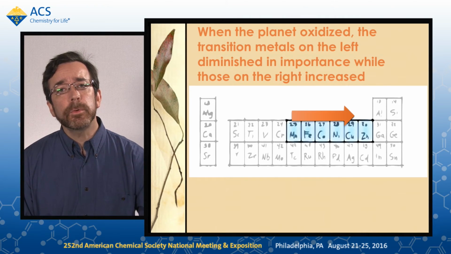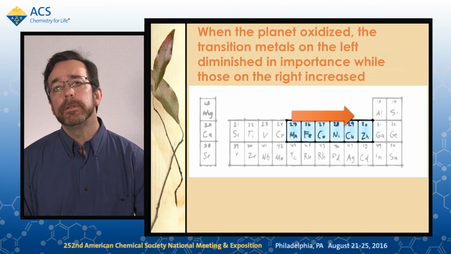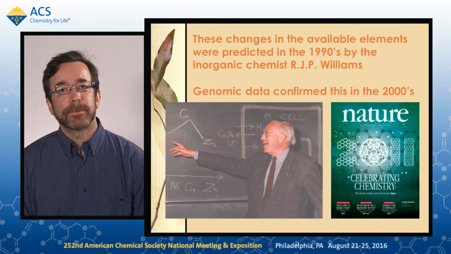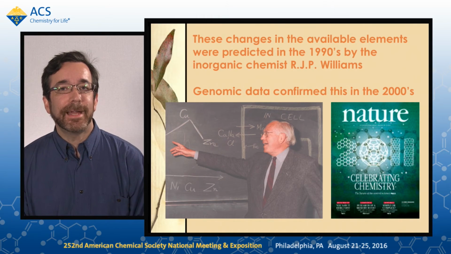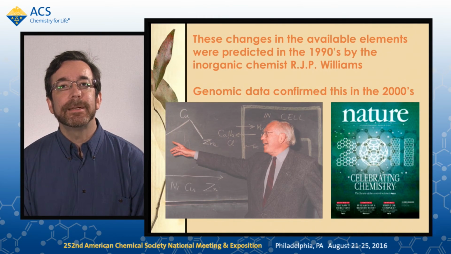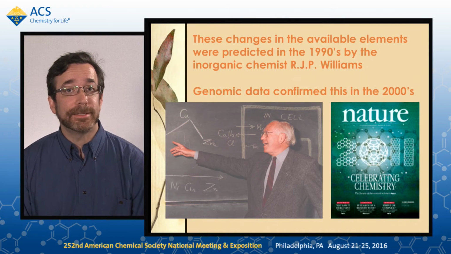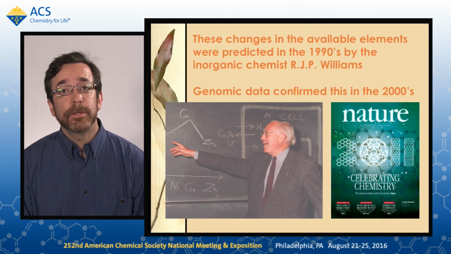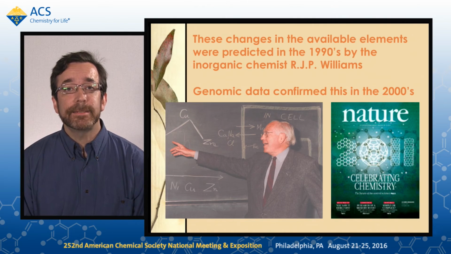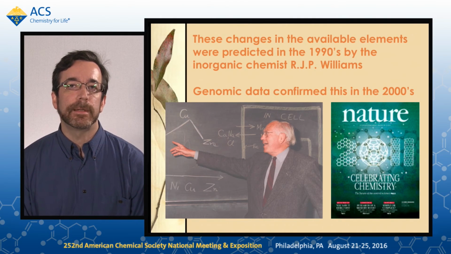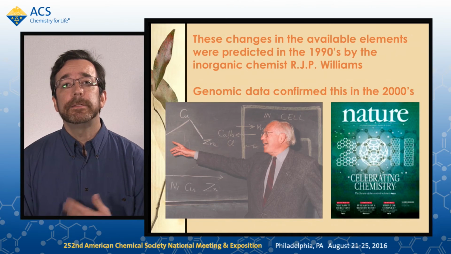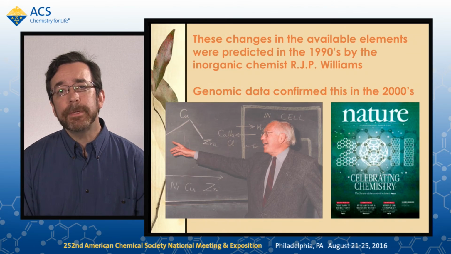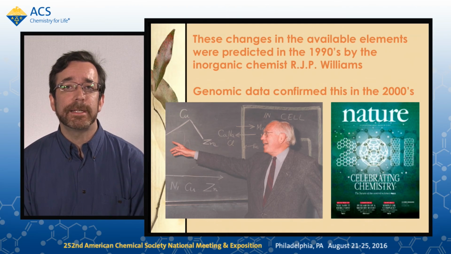That means that older organisms will use the ones on the left, and newer organisms will use the ones on the right more. There's a lot more to this story, but the important thing is that it was actually predicted by a chemist before it was proved by the biologists. In the 1990s, the inorganic chemist R.J.P. Williams took what he knew about the periodic table and said, I think this happened in natural history. In the past decade, genomic data has confirmed his hypothesis. So this is a case where the chemistry constrains what the biology can do.